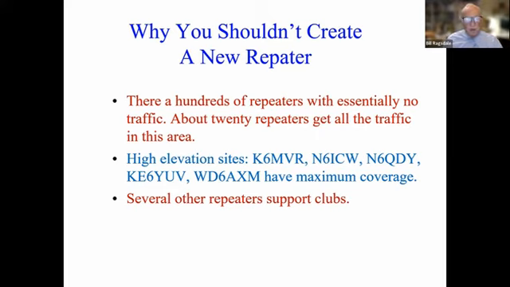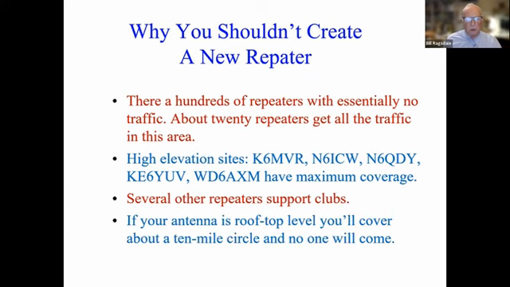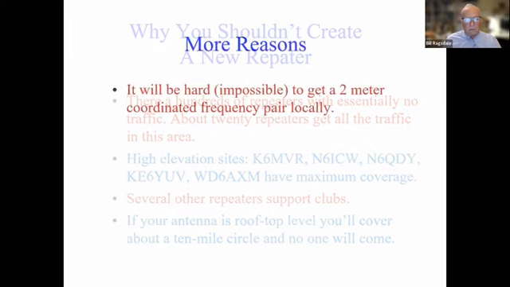There are several other repeaters which support clubs. They're not quite as high in elevation. Their coverage is a little bit less, but they have a good membership base that they're supporting. And as I said, if your antenna is rooftop level, you'll get a 10-mile circle and no one will come.